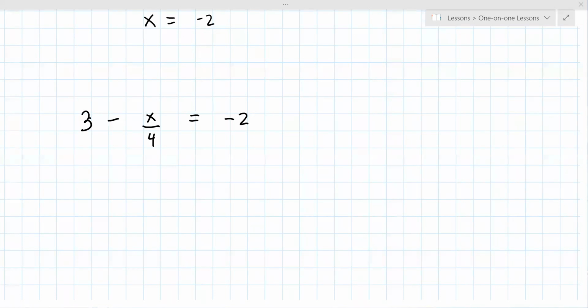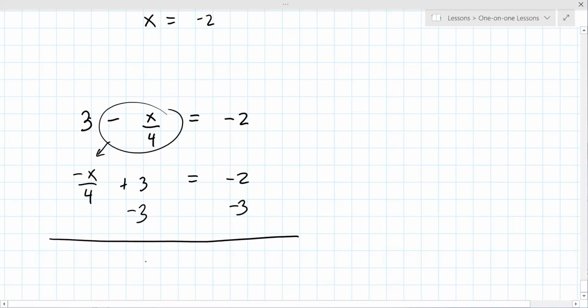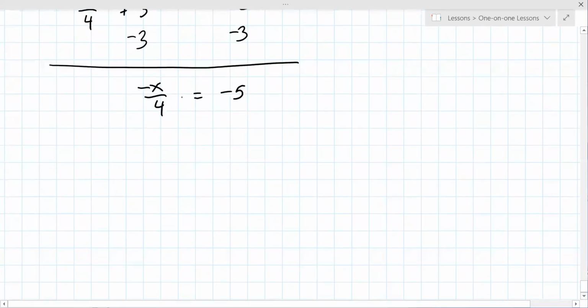So the first thing I'm going to do is rewrite this as minus x over 4 plus 3 equals minus 2. Taking this and putting it here. Then subtract 3 from both sides because you undo addition and subtraction first. This is minus x over 4 equals minus 5. This is new, but we had to get to it eventually. To undo this, you multiply by 4, but that doesn't get rid of the negative. So you multiply both sides by minus 4, and you get x equals 20.